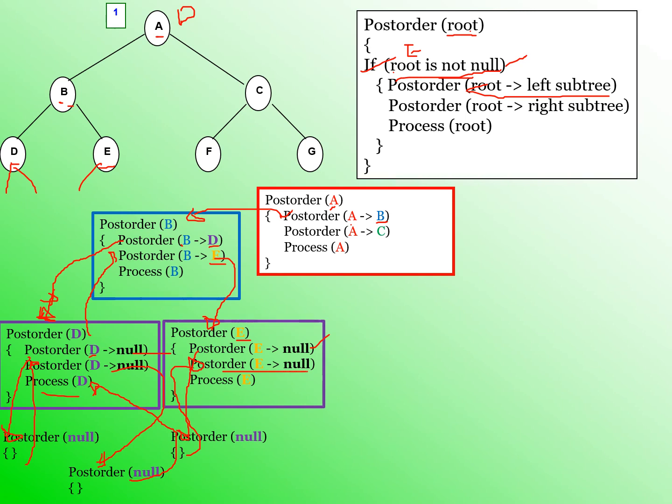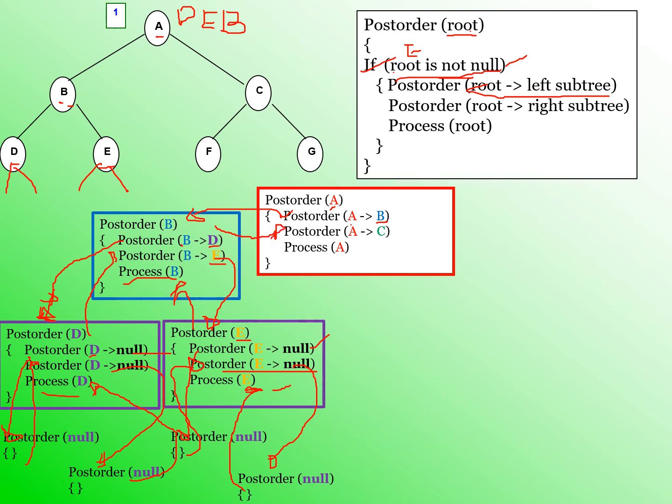Next statement is post order E referencing to the right subtree. Okay? So, right subtree ni E is also null. Okay? So, null is not null. True ay false. Therefore, walang gagawin, just go back to the calling function. Okay? And the next statement is process E. Okay? Next. So done with post order E. Go back to the calling function. Next, we have process B. O, process naman natin si B. Okay? So we're done with the three statements. We're done with post order B. We go back to the calling function.